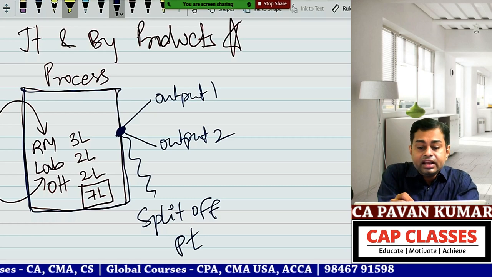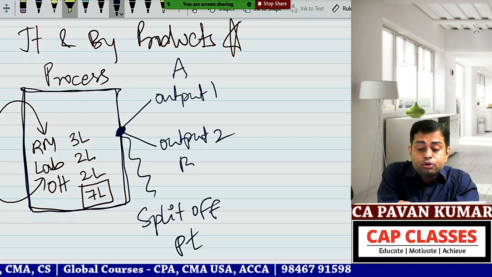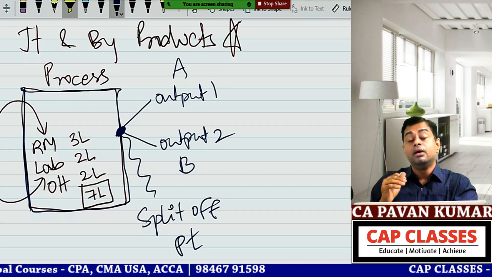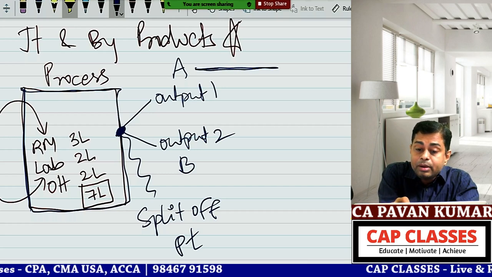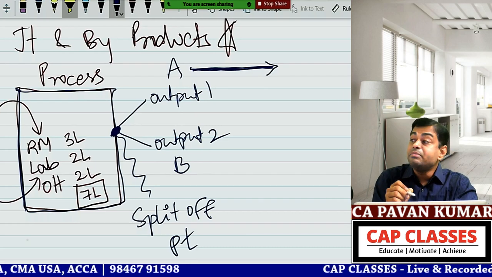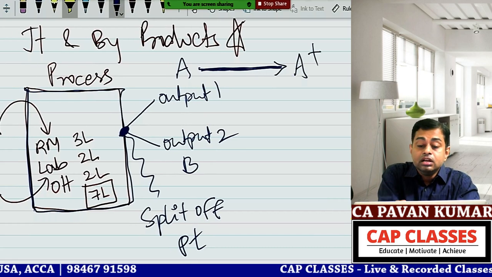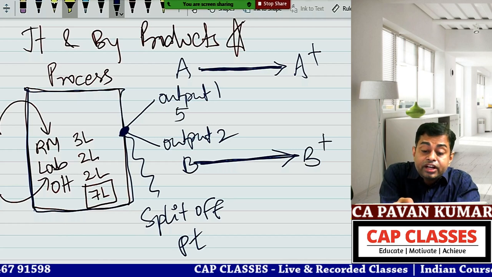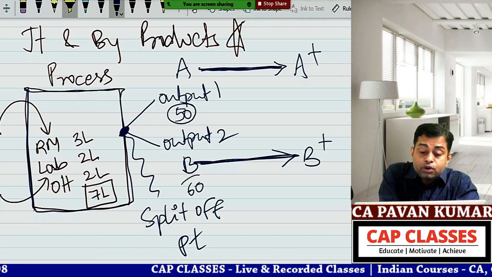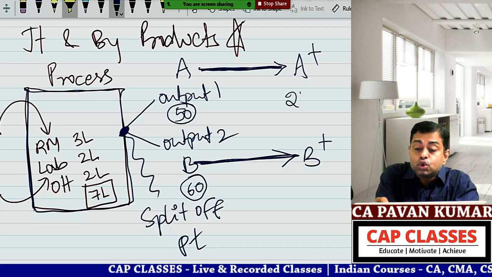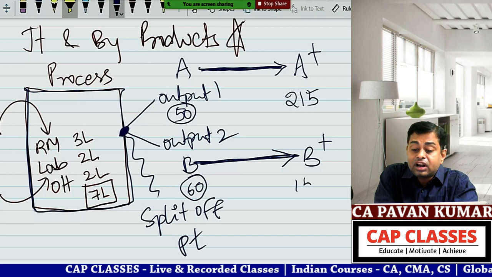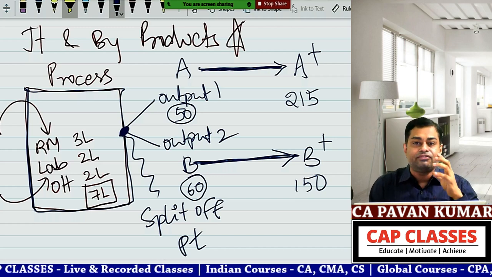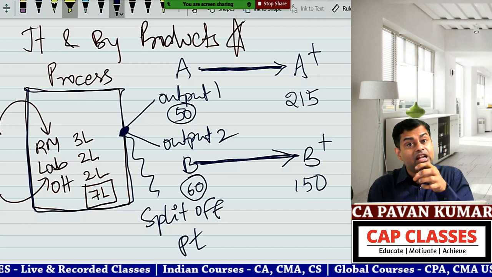Then there is a possibility that this output 1 is called A and output 2 is called B, but even these are intermediary products. They may have an active market or they may not. From here, again, it will be processed. Imagine A becomes A plus, and B, when you process further, becomes B plus. Imagine it is 50 rupees value here per cage and 60 rupees here; after further processing it is 215 rupees, and 150 rupees. Shall I sell it at the stage of A itself, or shall I further process it and sell A plus?